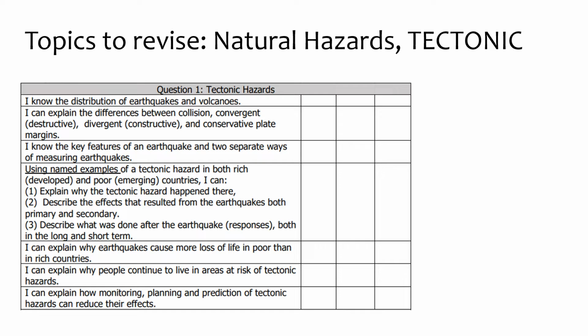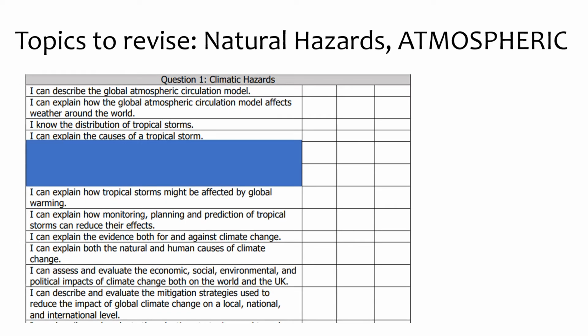Okay, so now you've had a little look at those in your revision guide, or you've recapped those, we're going to focus on the atmospheric hazards. So remember, tectonic is the stuff that happens under the surface. Okay, so it's the way in which the crust is moving. Atmospheric, which we're looking at next, is the way in which the air is affecting the hazards that we face.